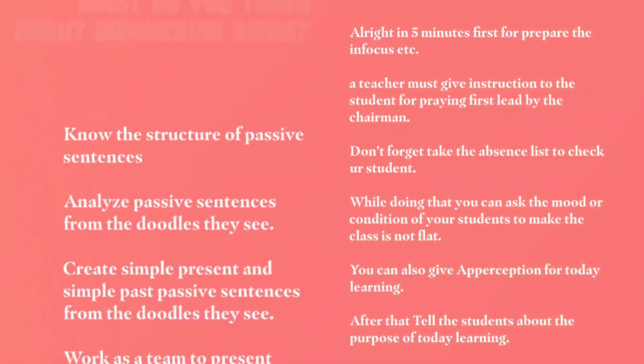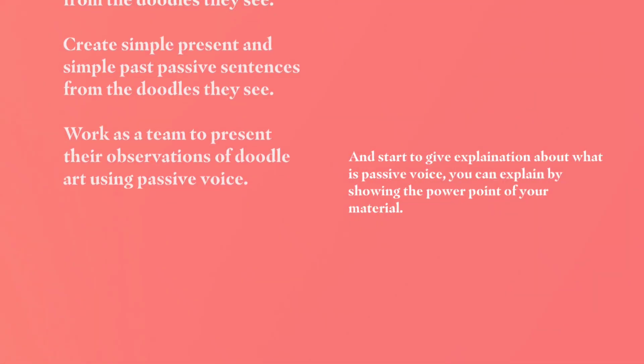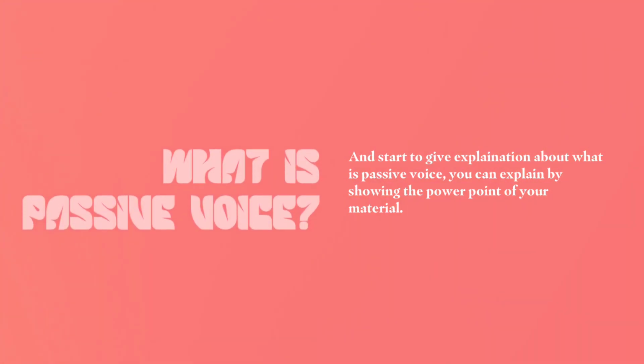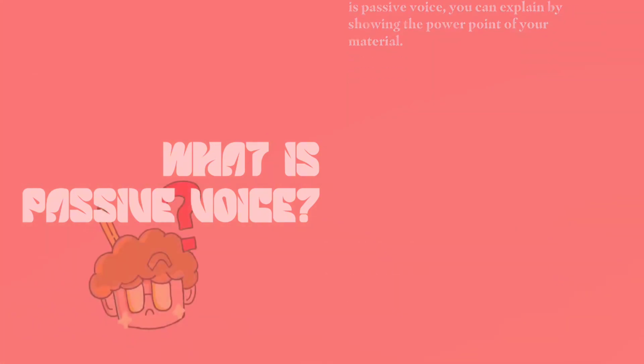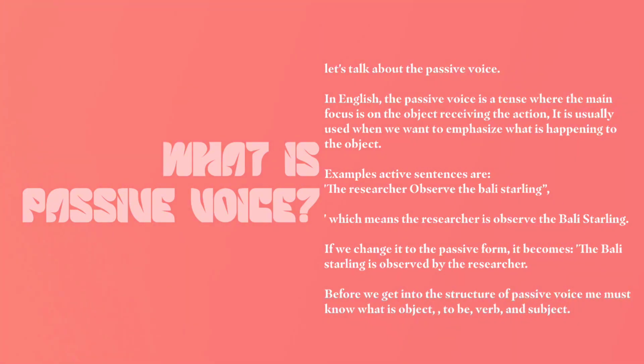After that, tell the students about the purpose of today's learning and start to give an explanation about what passive voice is. You can explain by showing the PowerPoint of your material. And what is passive voice? Let's talk about the passive voice. In English, the passive voice is a tense where the main focus is on the object receiving the action. It is usually used when we want to emphasize what is happening to the object.